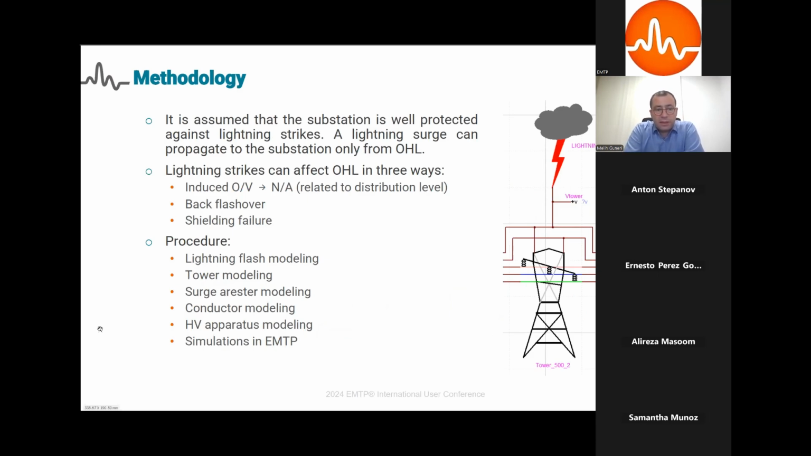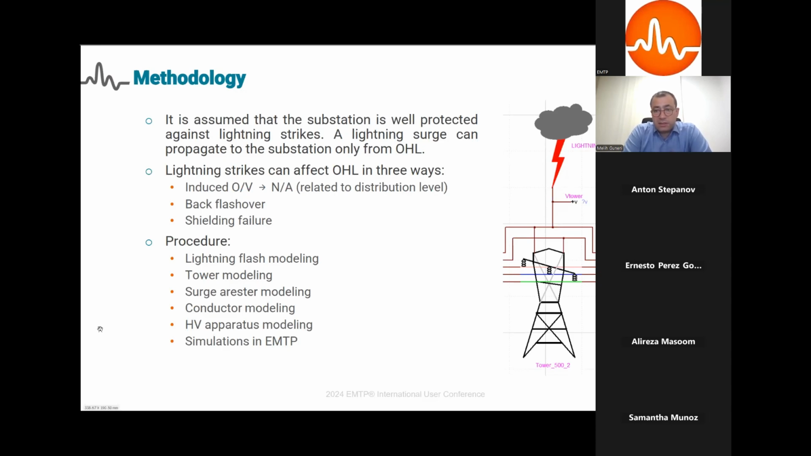Here is a very brief description of the methodology we have followed. The first assumption is, of course, that the path of lightning overvoltage invasion to the substation would be from the overhead line, because we don't expect any lightning to terminate on line conductors inside the substation because of the lightning protection measures taken for every substation. So we consider that lightning surge can propagate to the substation only from the overhead line.